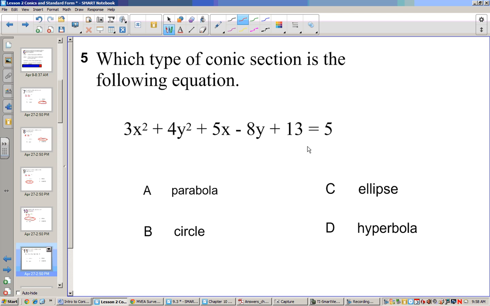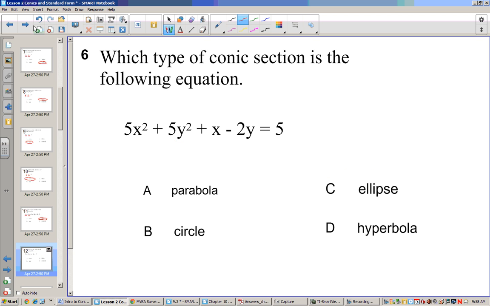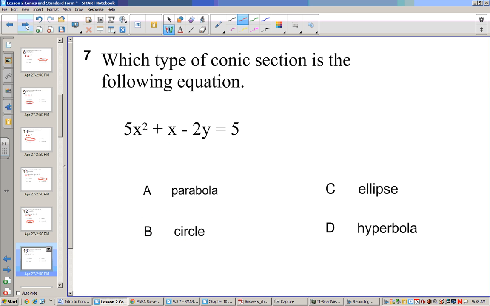Now, no matter how many other variables, as long as there's nothing over and a squared, we just look at the squares, and they're both on the same side. The coefficients are different, so it's going to be an ellipse. Here, they're both on the same side. Coefficients are the same, so it's going to be a circle. Here, there's an x squared, but there's no y squared at all, so we know it's going to be a parabola.